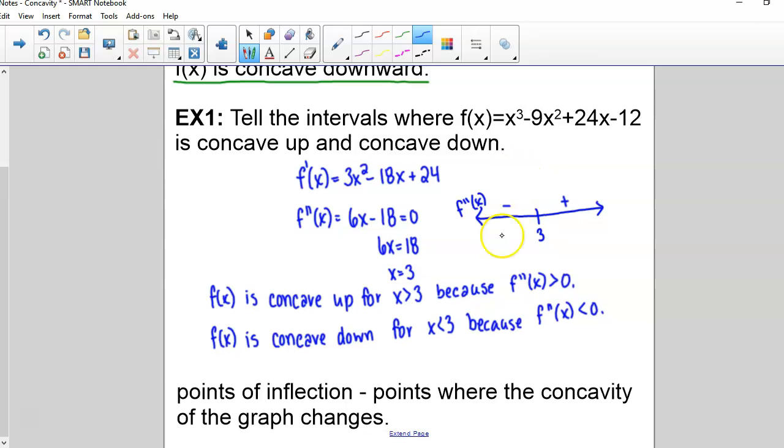You'll see down there at the bottom, it has this phrase, points of inflection. A point of inflection is points on the graph where concavity of the graph changes. And so, in this particular case, the point of inflection would be at x equals 3, because your concavity changes at that point. Okay, questions?